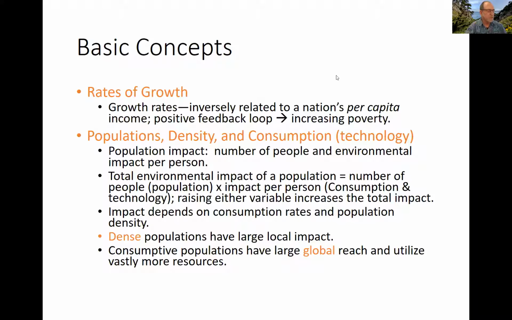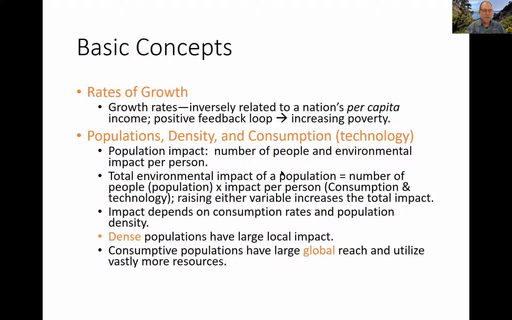So, some additional basic concepts. Rates of growth very often are inversely related to a nation's per capita income, which is to say that as the per capita income, the general wealth of society, increases, the birth rate tends to decrease. So there's a feedback loop here: if there are more children than it's economically able to support, it results in increasing poverty. And that feedback loop can run in reverse as well.